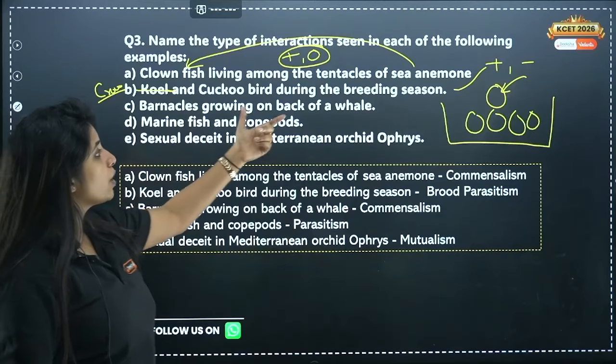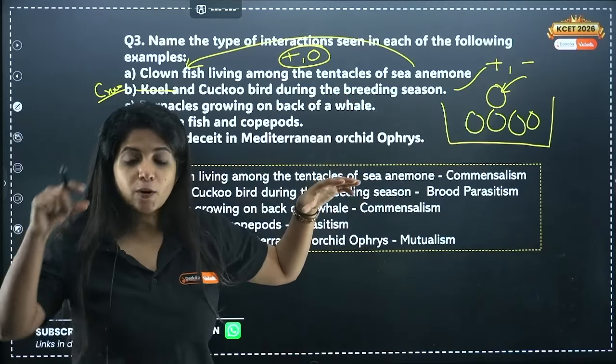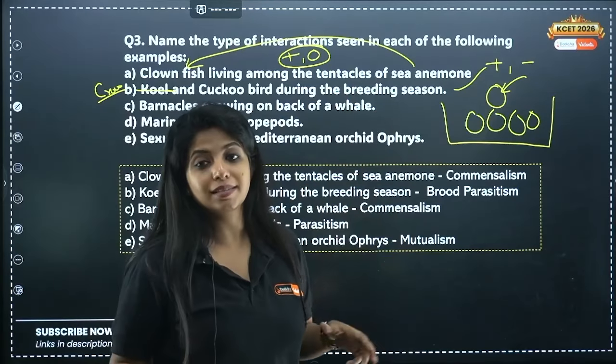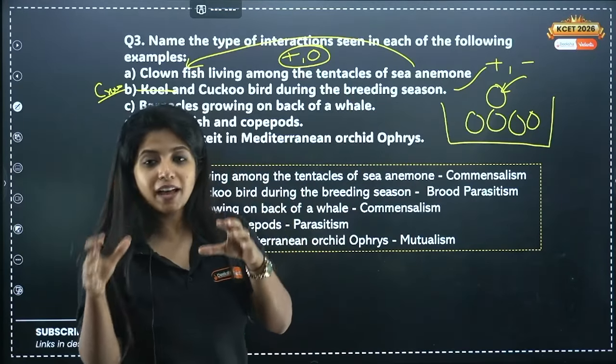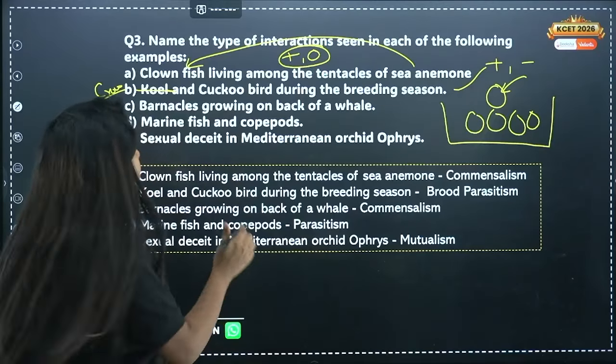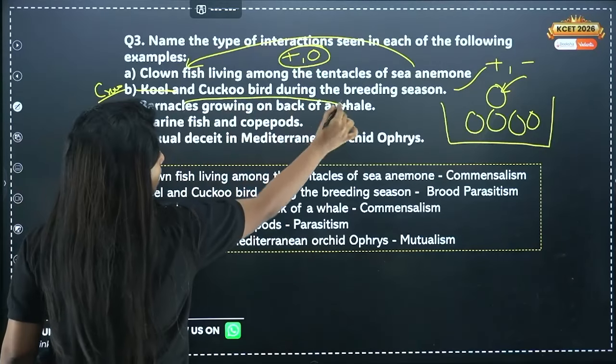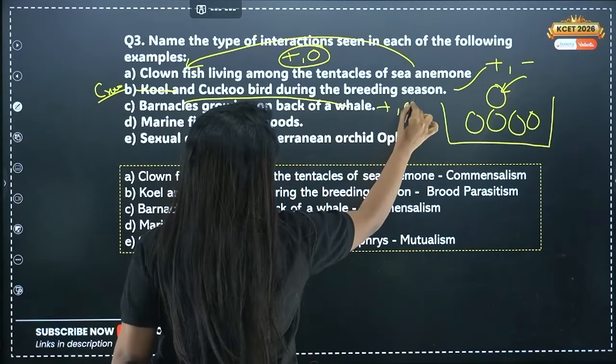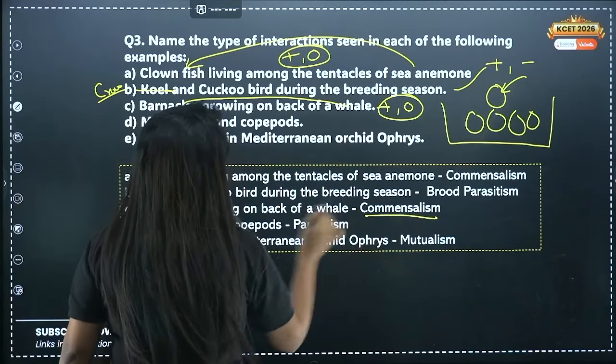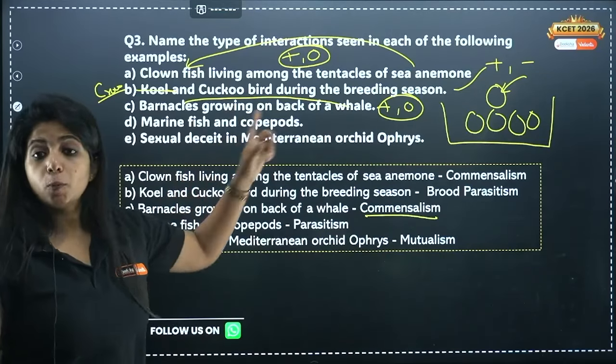Now, barnacle growing on the back of the whale. There are small barnacles on the whale so that they can be transported easily. But the whale does not get any benefit. So, it's a plus-0 relationship. Again, that is commensalism.